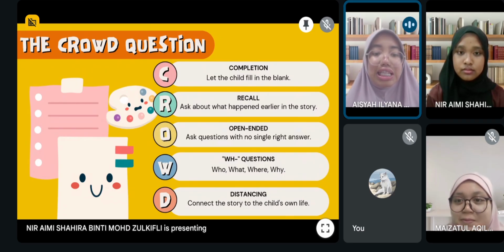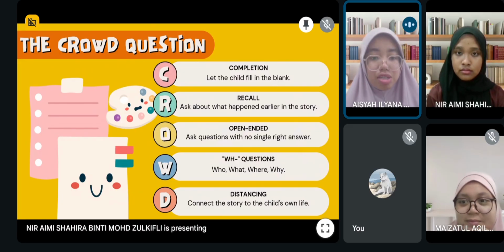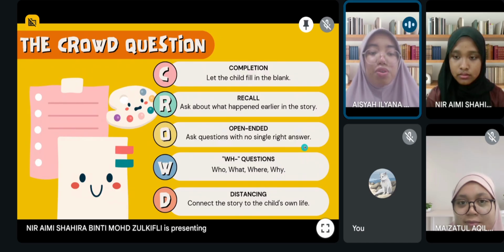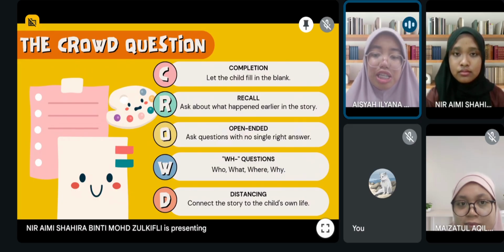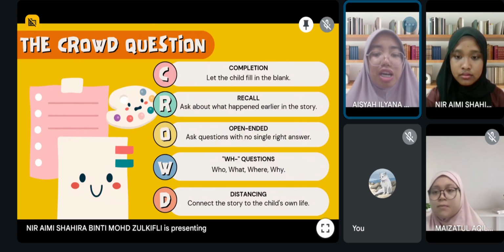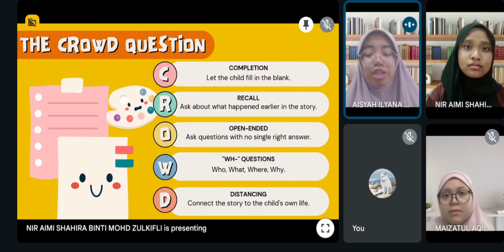And finally, it's D. D is for distancing. This is a key step for building empathy. You connect the story to the child's own life, asking something like, this character feels sad. Have you ever felt sad like that? This makes the story much more than just words on a page, and it becomes part of their own emotional experience.